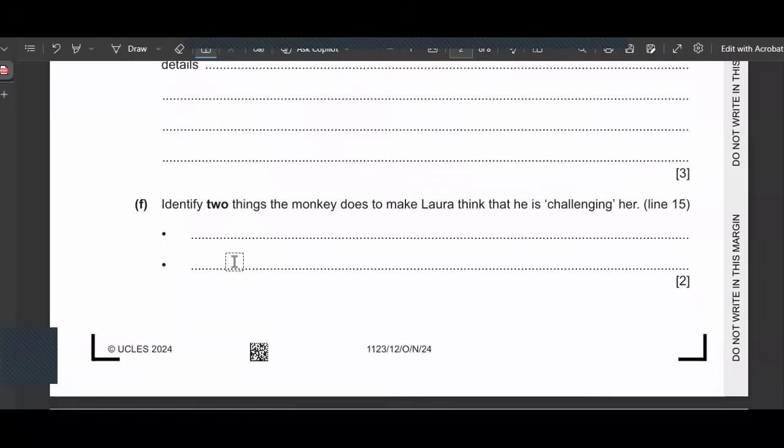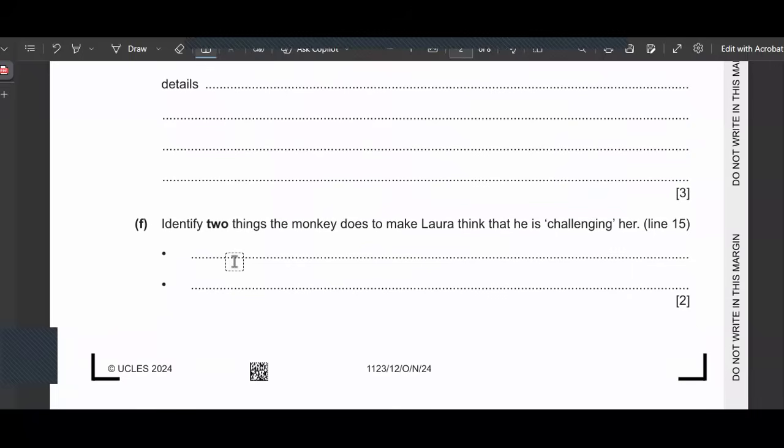Moving on to the next part of question number 1, F, which says: identify two things the monkey does to make Laura think that he is challenging her. Line number 15. So far, in the text of the passage that we have read, we have not received any details about the monkey. So let's go back to the text and see what is being stated in the next paragraph, which is paragraph number 4.